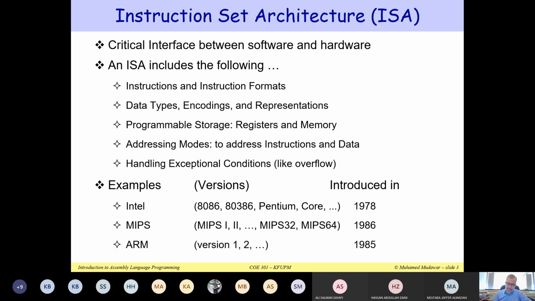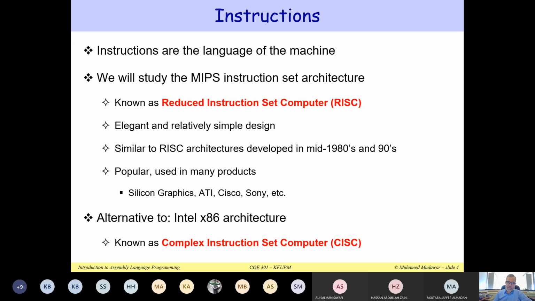Okay, so when we study assembly language, we're going to study the instructions and the programmable storage, how to write programs at a low level. And it has a one-to-one correspondence with the machine instructions. So let me talk about the details. Okay, let us start. First, the instructions. The instructions are the language of the machine. And in this course, we are going to study the MIPS instruction set architecture. Please interrupt me if you have any question. If you feel that something is not really clear, please interrupt me.